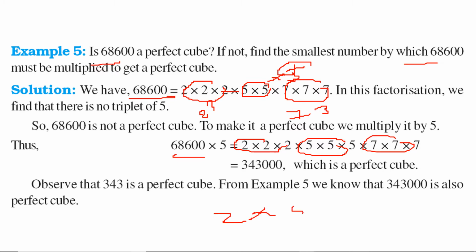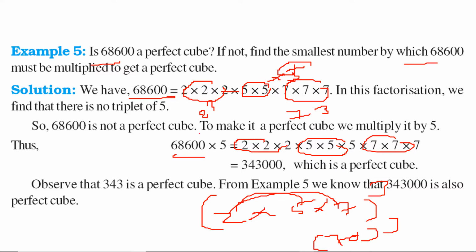This is 2 into 5 into 7 whole cube. 5 into 2 is 10, 10 sevens are 70. So this is 70 cube. So you have to multiply it by 5.